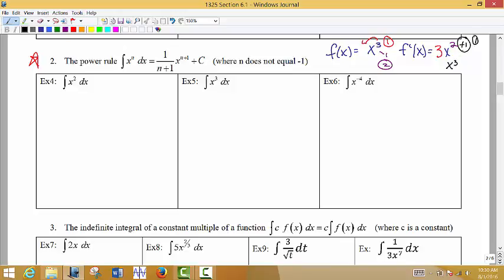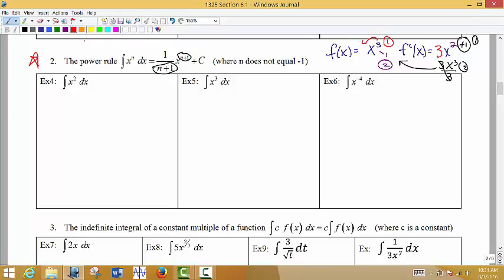And then we're going to divide by that new power. So we're going to divide by 3. Now when we do that, notice that we get x cubed, which takes us right back to the original function. So this is what our rule says. It says to add 1 to the power, and then divide by that new power. And we're going to remember that we're also going to add in our constant of integration.